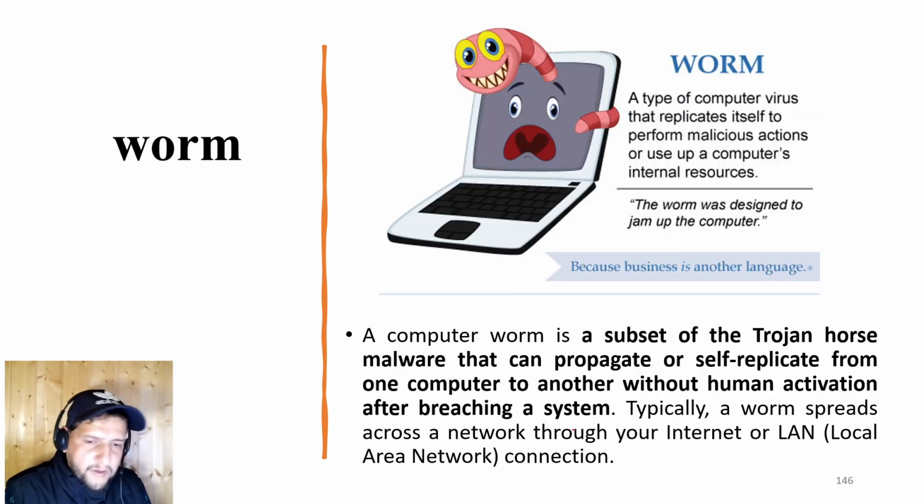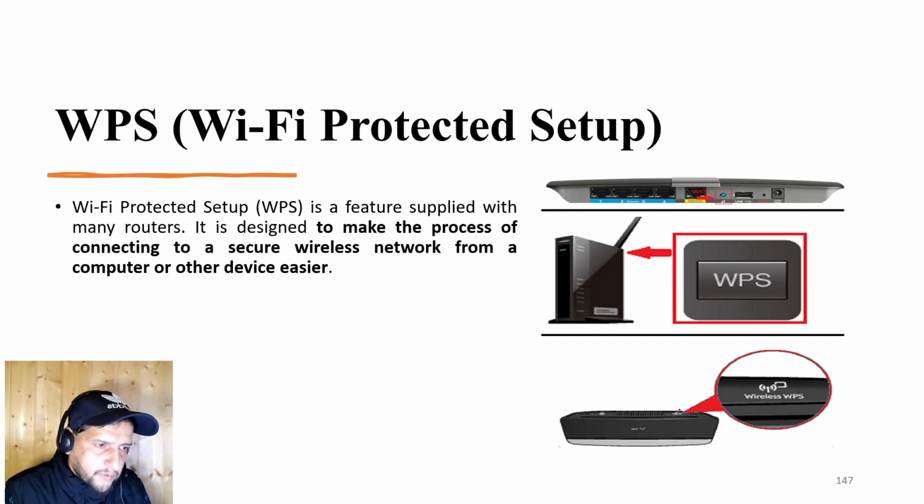A worm is a kind of malware that can propagate or self-replicate from one computer to another without human intervention. Typically, a worm spreads across a network.